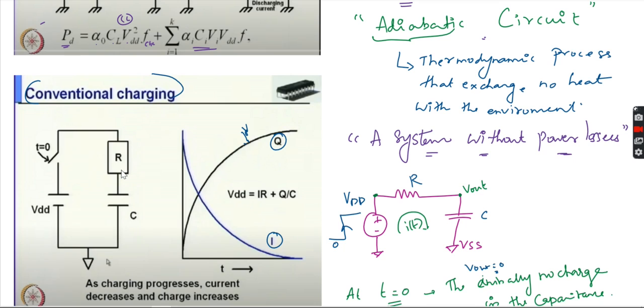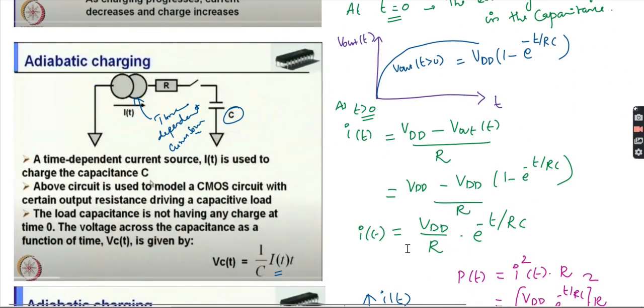In conventional charging, at time t equal to 0, think of this as a switch that is open, so the capacitor is not charged. As the charging progresses, that is when t is greater than 0, the current decreases and the charge increases, because as we have seen previously, I of t is VDD minus V out by R. As the charge increases, I of t decreases. That is, your current will decrease.